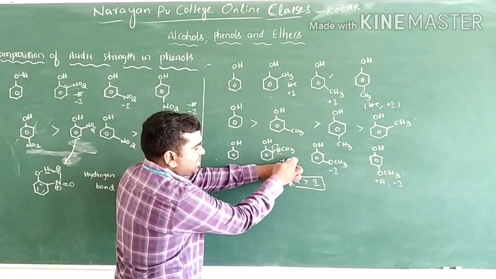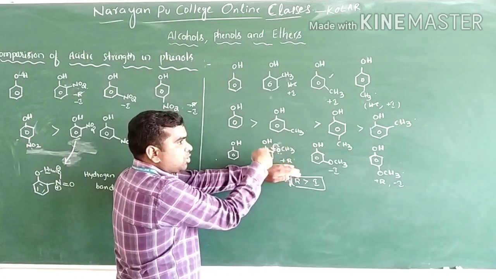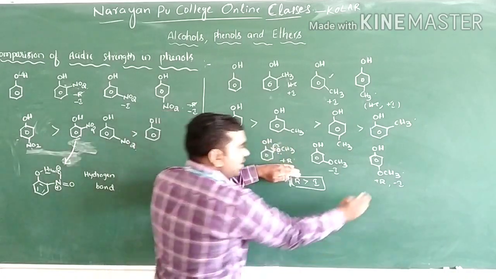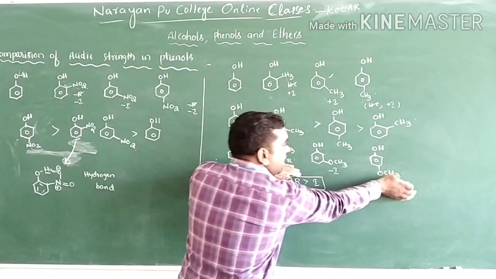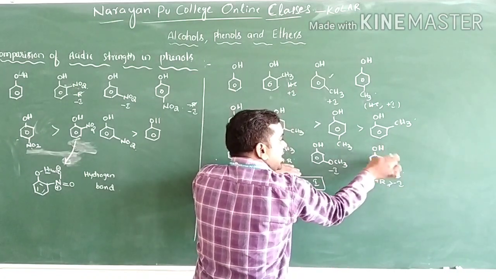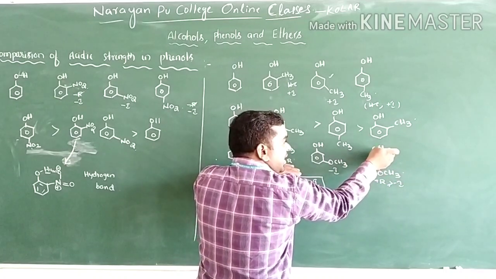Which one dominates here? Plus R. So that's why it is a plus R, which means electron donating. Electron donating decreases the acidic strength. Here also plus R, because it dominates the minus I. Plus R means it gives the electrons to the benzene ring. So that's why it is an electron donating group. It decreases the acidic strength.